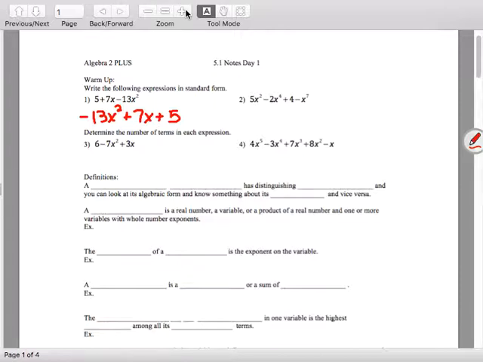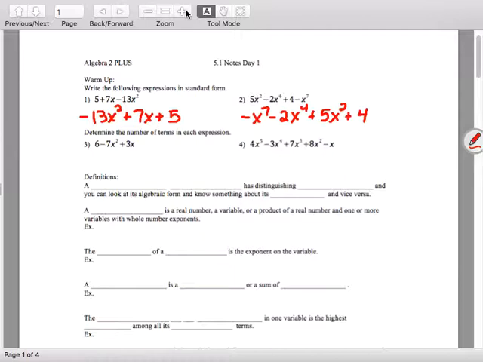And then for 3 and 4, I want you to tell me how many terms are in the expression. So number 2, be careful with your signs. That would be negative x to the 7th minus 2x to the 4th plus 5x squared plus 4.